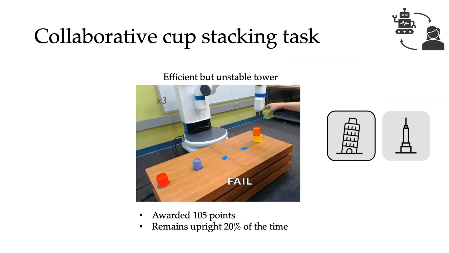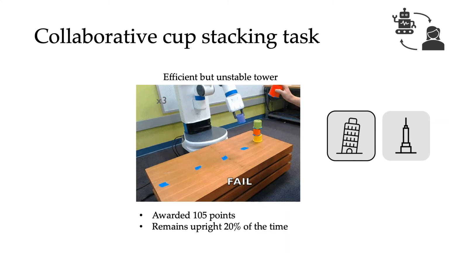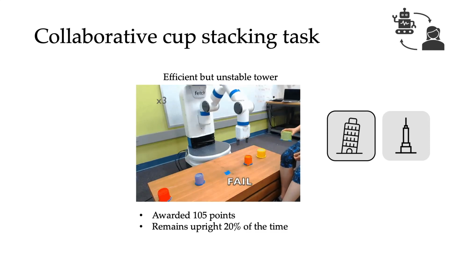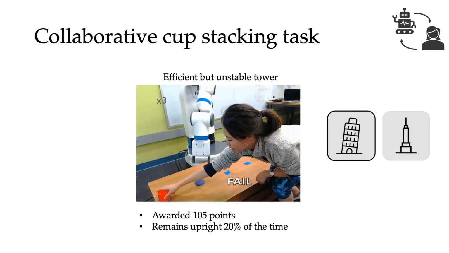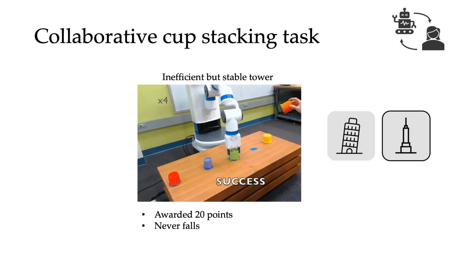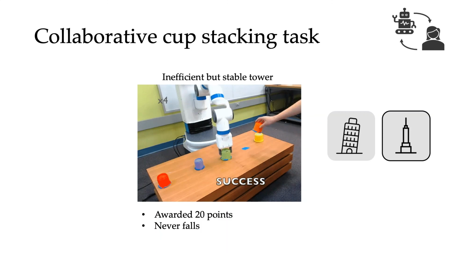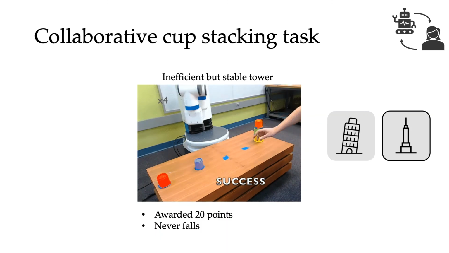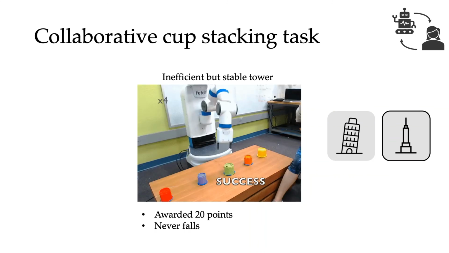The first is an efficient but unstable tower. It is unstable because we programmed the robot to accidentally knock it over 80% of the time, but it is efficient because it requires less robot movement. Users were awarded 105 points for building the unstable tower. The second is an inefficient but stable tower, which never fell but requires more robot movement. Users were awarded 20 points for building the stable tower. If either tower fell, the team received 0 points.